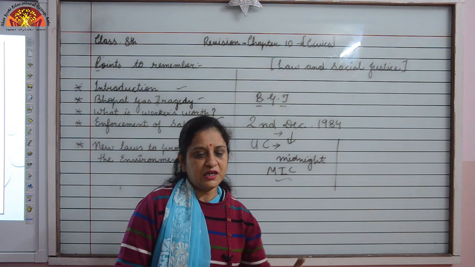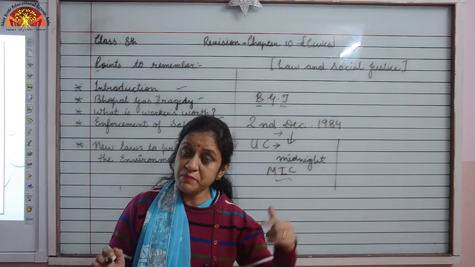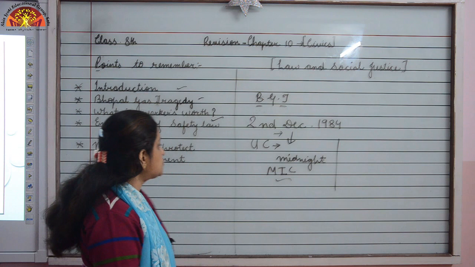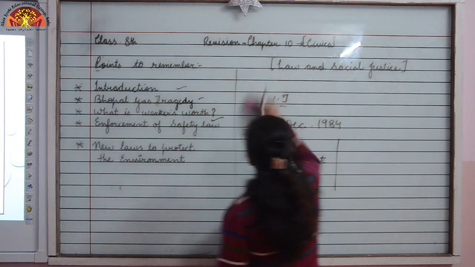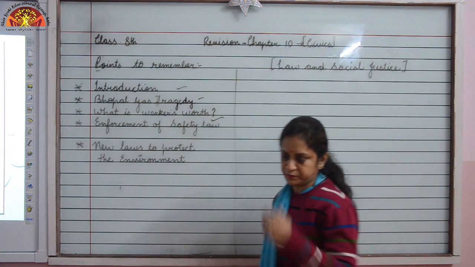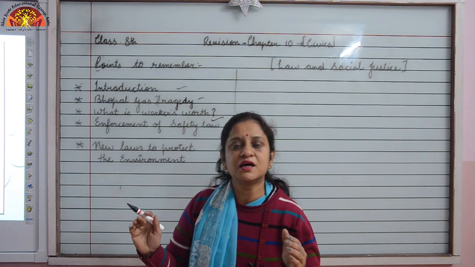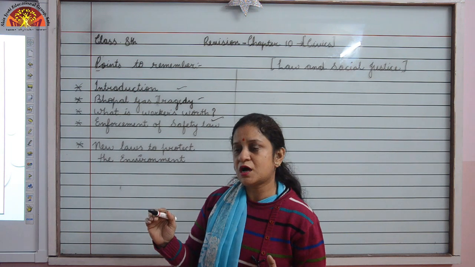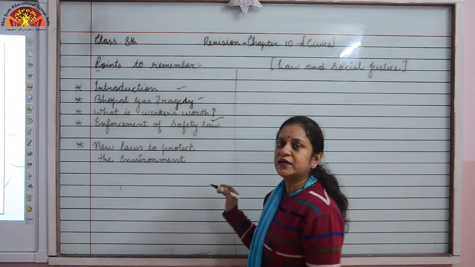So in this chapter it is emphasized that law enforcement and making the law are both very important. So students, let's discuss the enforcement of safety law, how the laws are enforced, how it can be implemented. There is a provision in our constitution under the right to life which says that every citizen has a right to enjoy the right to life.